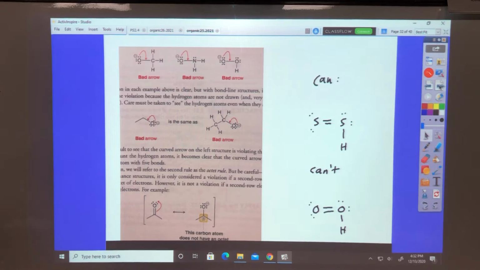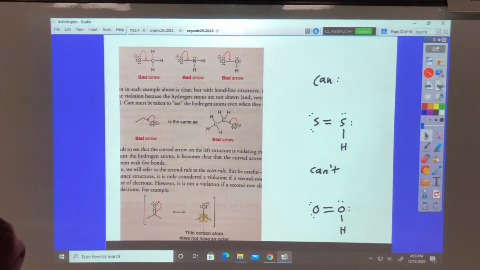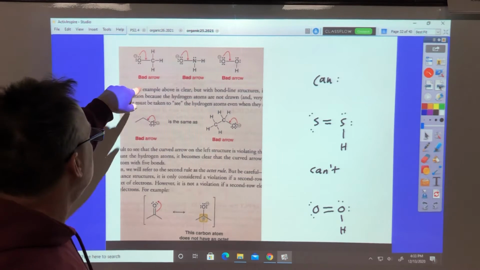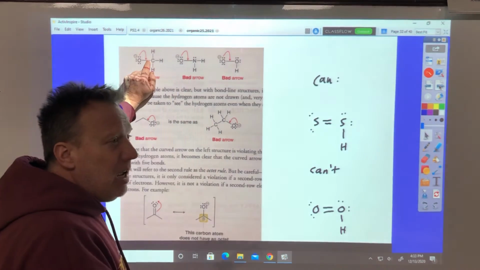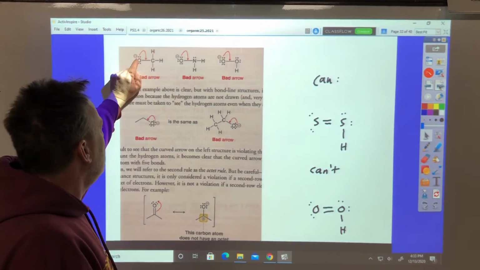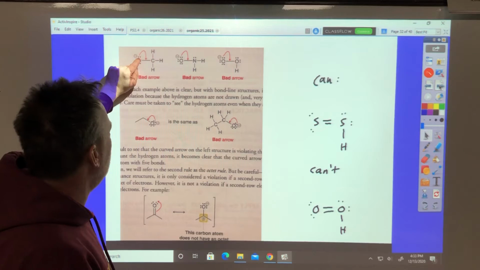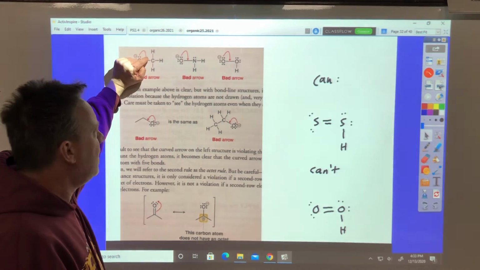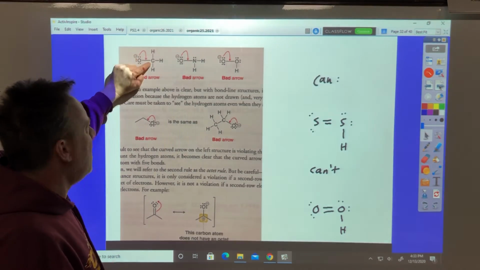Okay, so here's an example of a bad arrow. This is right out of your book. We're on curved arrows, starting on page 68. Turning the page, we've got 1, 2, 3, 4 bonds on carbon. That's 8 electrons, what you're supposed to have. If you move this pair of electrons in here, you'd have 5 bonds, because that lone pair would become a double bond. And you can't have 5 bonds on carbon.